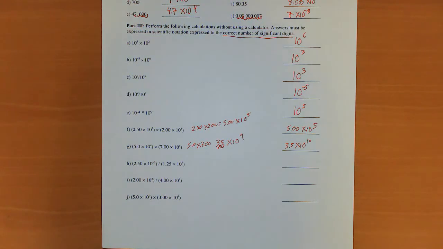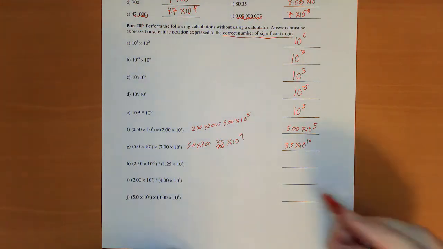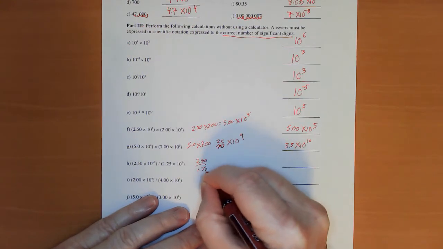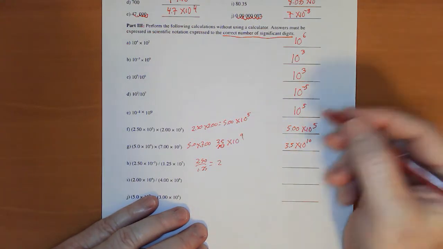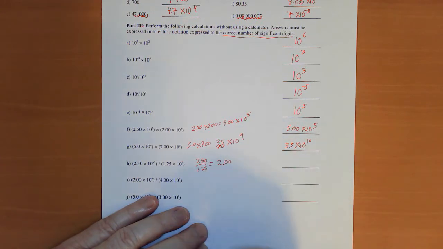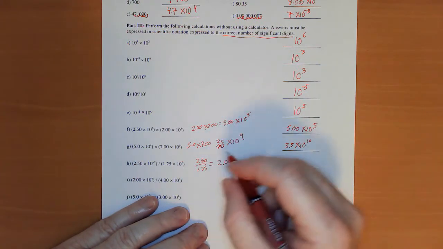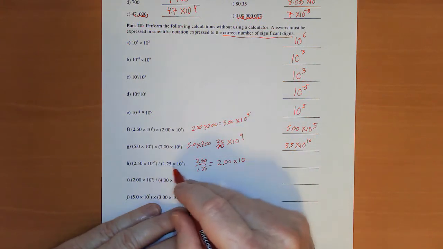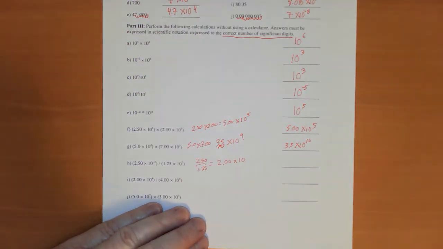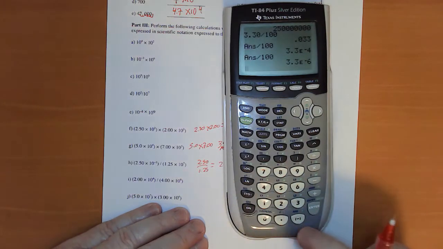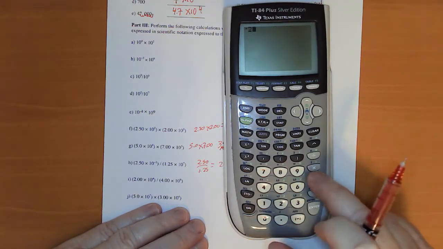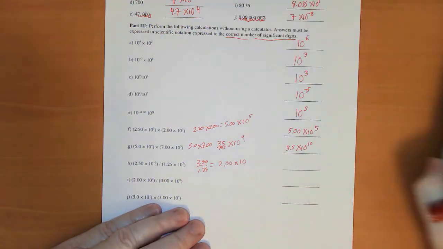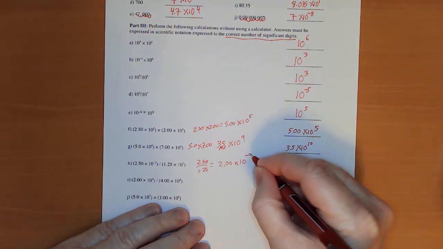Okay, so now I'm looking at division. 2.50 divided by 1.25 equals 2, but really 2.00, 3 sig figs. Now I have times 10 to the negative 2 minus 7. Just in case you're worried about working with negatives, negative 2 minus 7 is negative 9. So 2.00 times 10 to the negative 9.